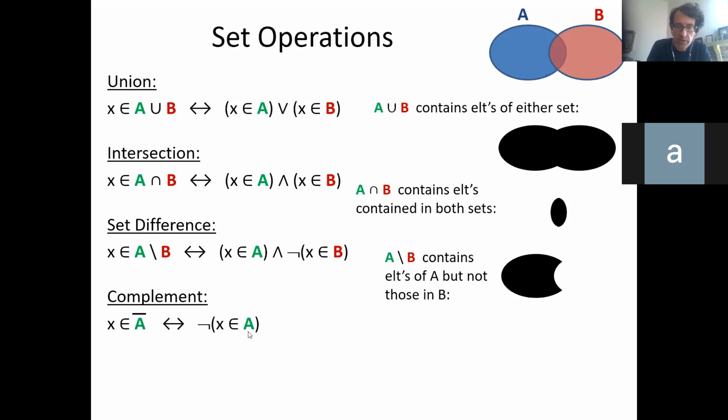Complement is one-to-one with a negation. So if set A is defined with some predicate, and by the way, I said predicates define sets, right? If you have a predicate P, I can define the set of all elements x such that P holds on x. The predicate P holds about them.